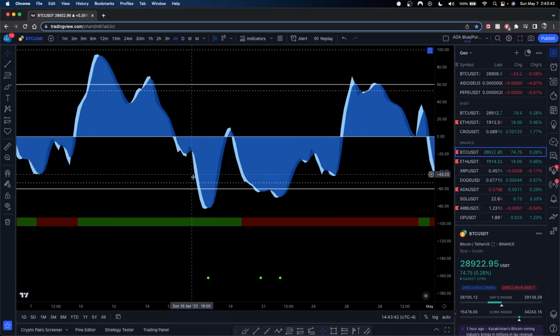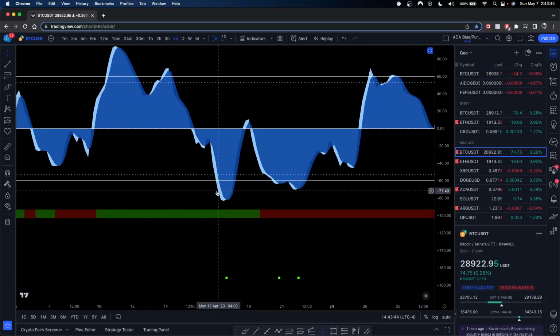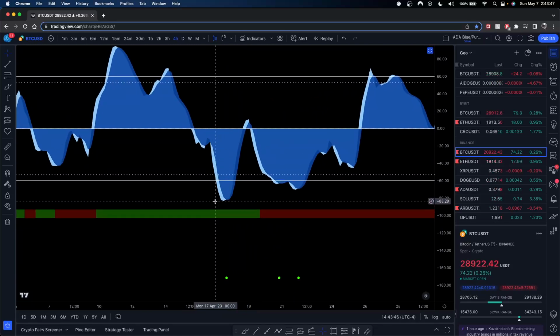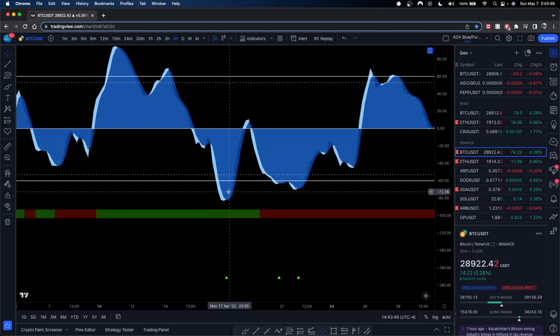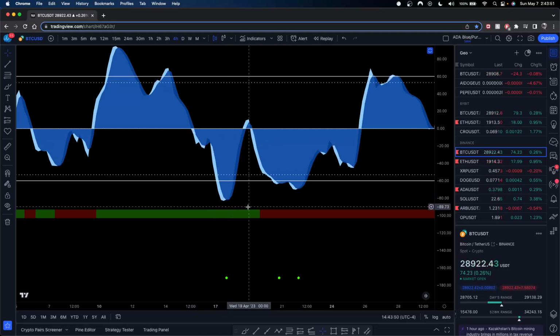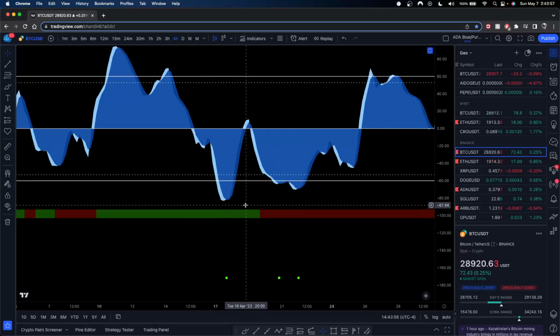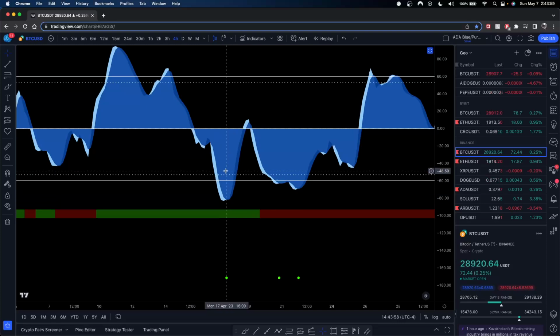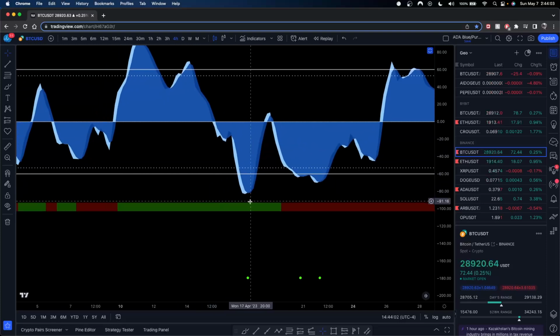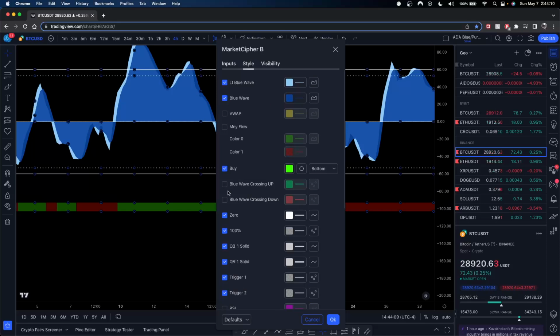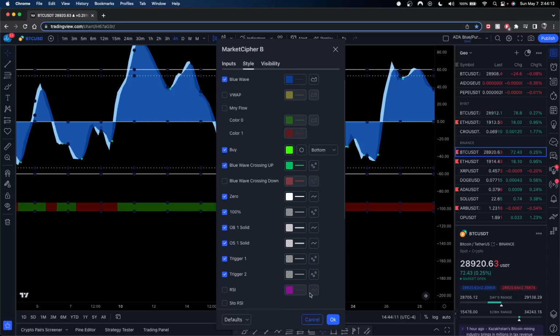Now, these waves, if you can see, the light blue wave starts to curve towards the dark blue wave near the bottom here, okay? Now, like I said, they're called the momentum waves. And what happens is when the light blue wave curves into it and crosses into the dark blue wave, we get something called a green dot, okay, which is this here.